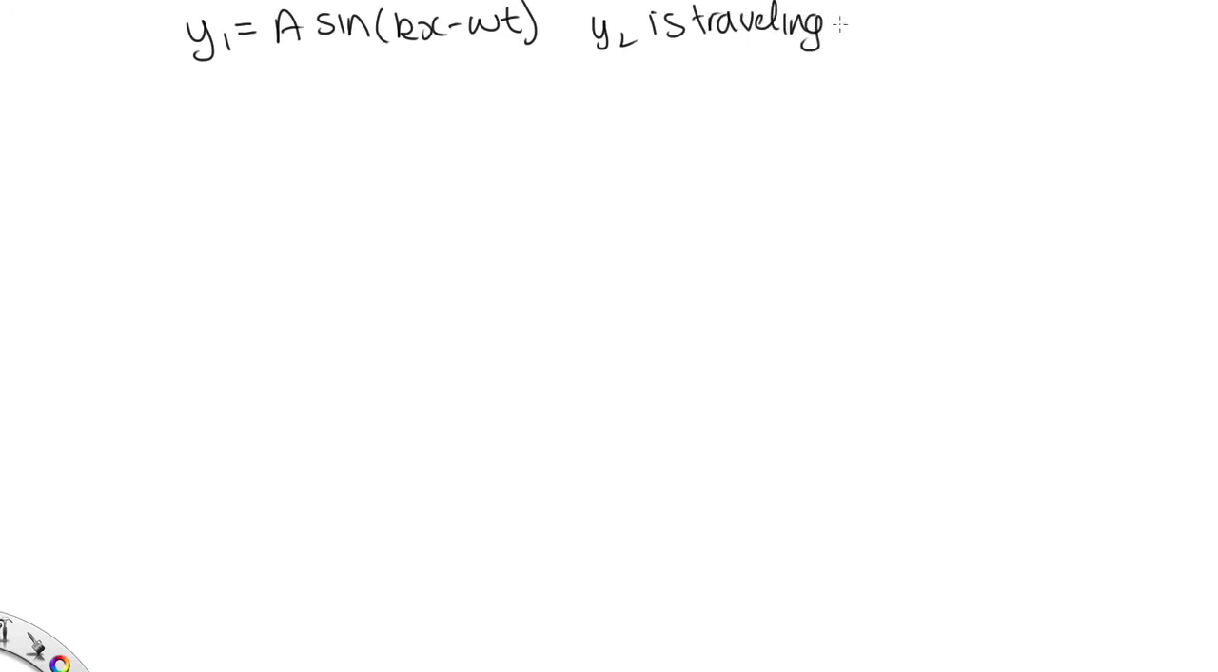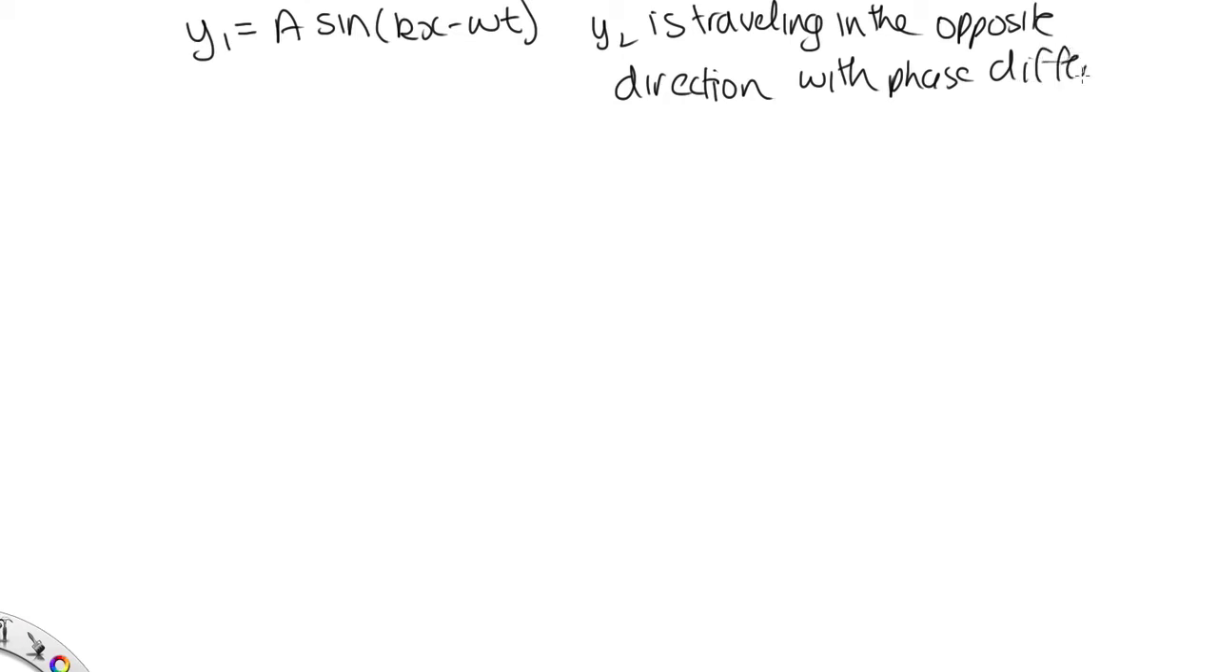Okay, so for part A, we were asked to derive this expression. Now it's a standing wave, so we have two incoming waves. We have y1, which is a sine(kx minus omega t), and y2 is traveling in the opposite direction with phase difference phi, which implies that the equation for y2 is a sine(kx plus omega t, for the opposite direction, plus phi).